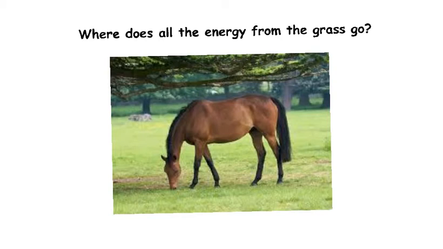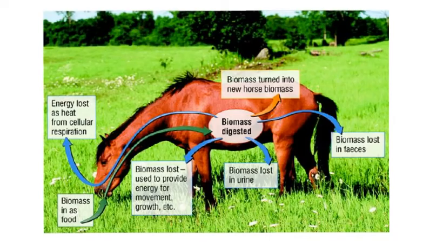If we think about the horse in this example, not all the energy from the food that it eats is available to pass on to whatever eats the horse. That is because energy is used and lost. Some energy is lost as heat from respiration, some biomass is lost in feces and urine, and some energy is used for movement and growth. Only a small amount of the biomass that the horse eats is actually used to make new horse and is available to be passed on.